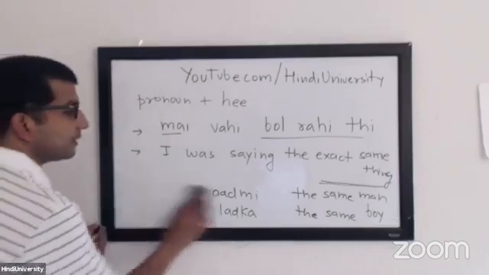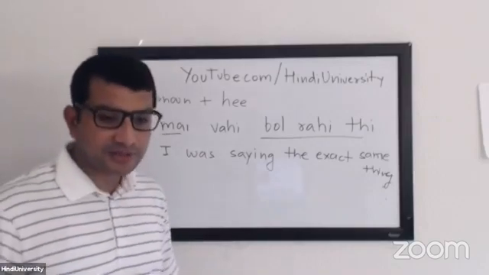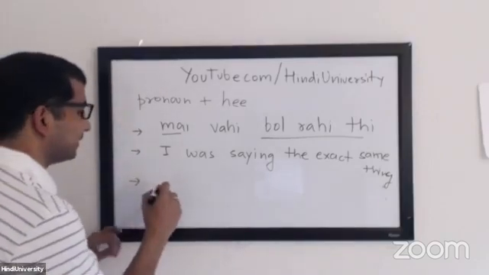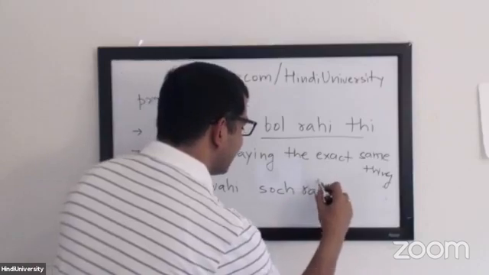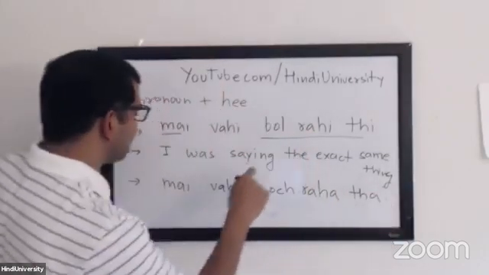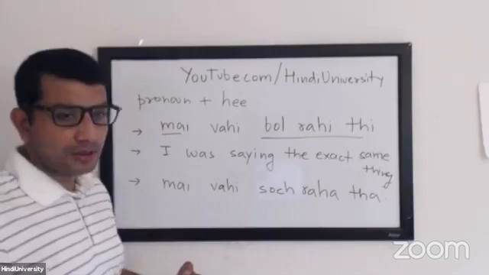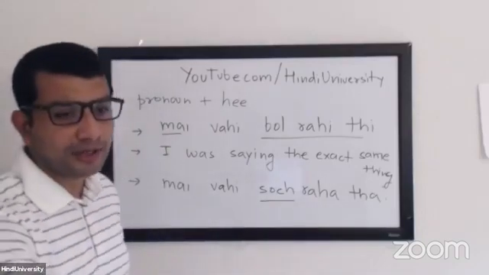Okay. Similarly, I was thinking the same thing. Let me ask you guys before I give you the answer. Ted, how will you say that? I was thinking the exact same thing. मैं वही सोच रहा था. Very good. So exactly similar structure, but the verb is changed from bolna to sochna. Sochna is to think. So we removed the na and we have added raha. मैं वही सोच रहा था. I was thinking the same thing.